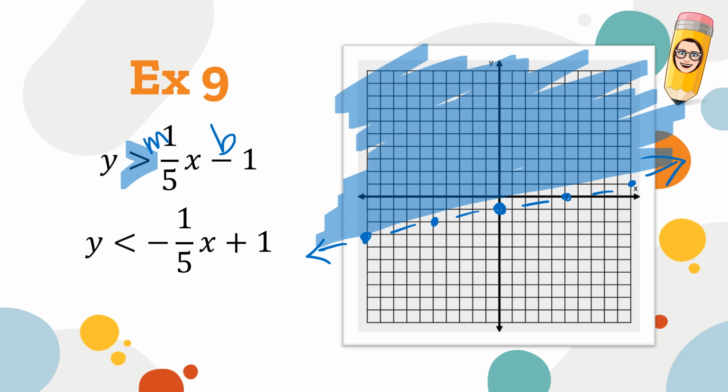All right, let's look at the next one. We're going to begin at +1. This time my move is negative. Down 1, right 5. Down 1, right 5. Again, dashed. Easy to show dashes when they're far apart like that. And our shading says less than.